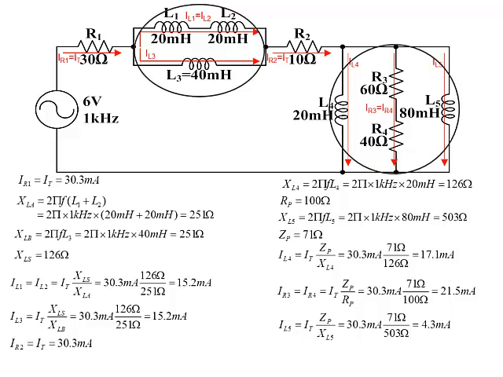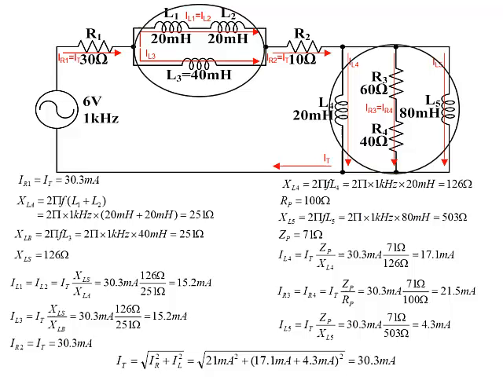It is worth noting that the currents flowing through the three branches will not add up to I total when added together. This is because the current through the resistive branch is 90 degrees out of phase with the current through the inductive branches. IT will equal the square root of the current through the resistive branch squared plus the current through the inductive branches squared. And that is the end of this screencast.